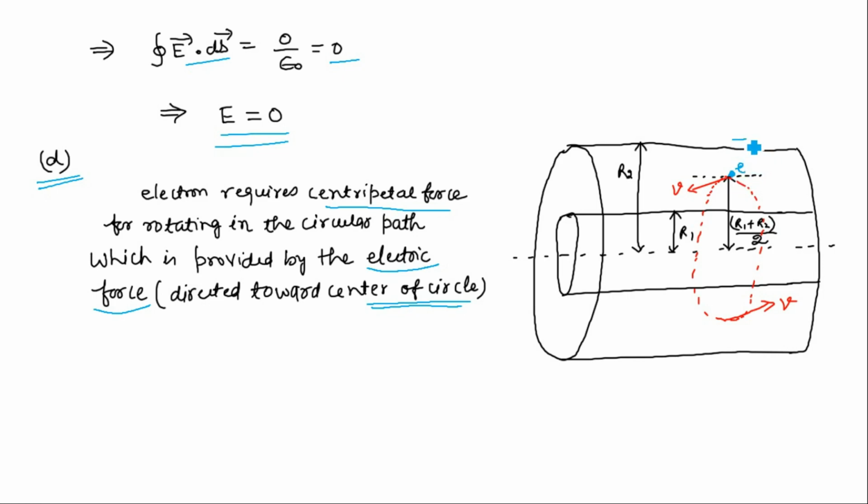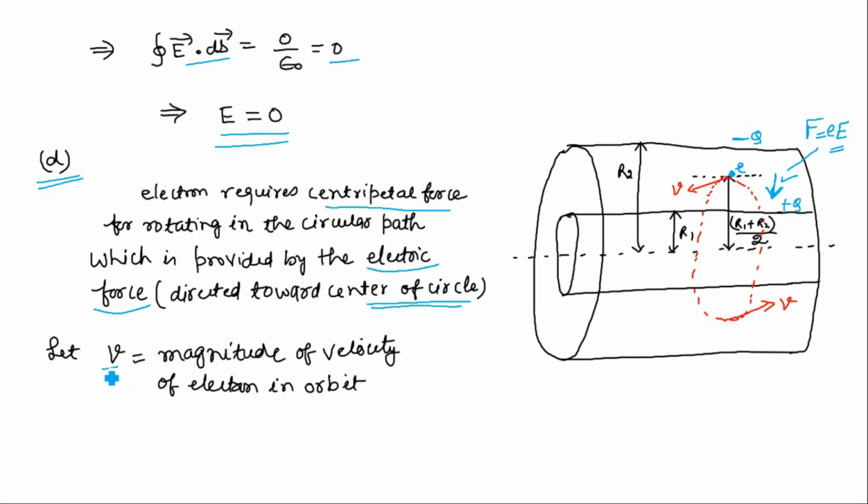Since the outer cylinder has charge minus Q and the inner cylinder has charge plus Q, the outer cylinder will repel the electron and the inner cylinder will attract it. Therefore the force on this electron will be directed toward the center of the circle. So this force, which is actually the electric force, which we know is the product of charge and electric field, will actually be the source of the centripetal force required by the electron. So let v be the magnitude of velocity of the electron in this orbit.